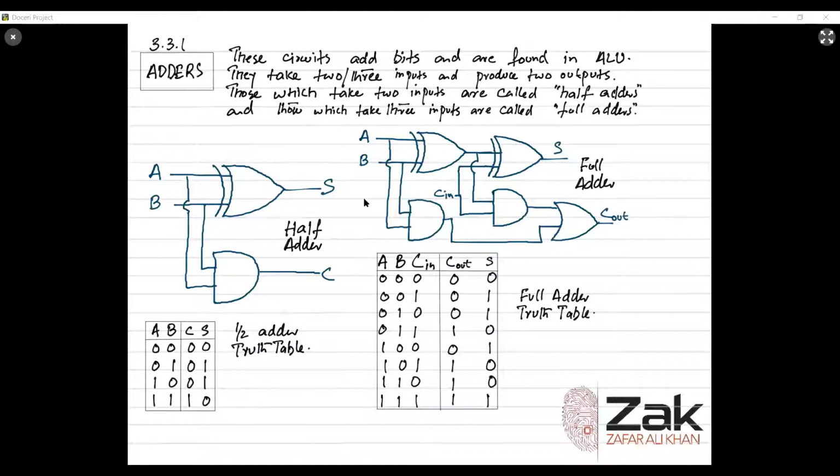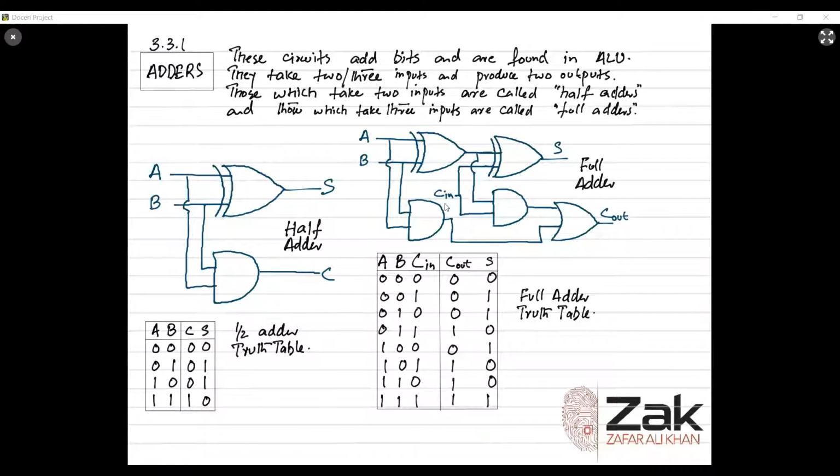I have not made it outside, it is inside, but that really does not matter. Still, this circuit has got three inputs and this circuit has got two inputs. All right, so those circuits lie inside the ALU and they are responsible for adding integers only. I told you that real numbers are dealt with by the computer outside the ALU in the floating point unit, and integers are dealt with by this ALU, and these are two circuits which add bits.